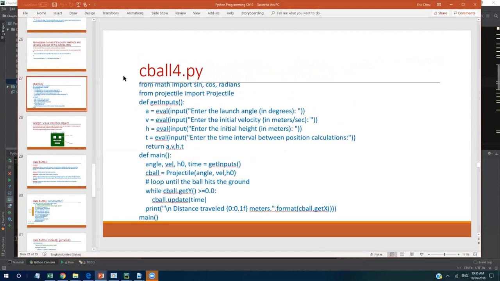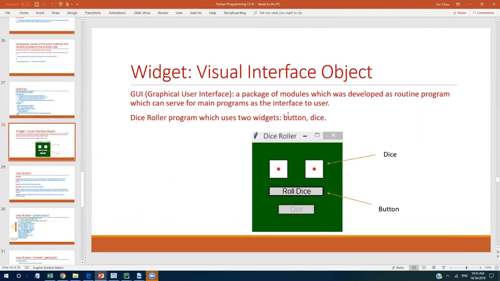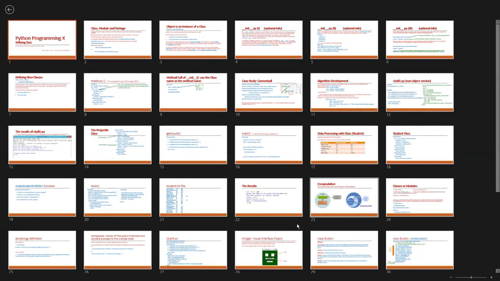This one again, Cannonball 4, we will bypass because it has a physics topic. The next one is a visual interface object called a widget, which stands for window gadget. A widget is an interface like this. So that's the last topic for today.